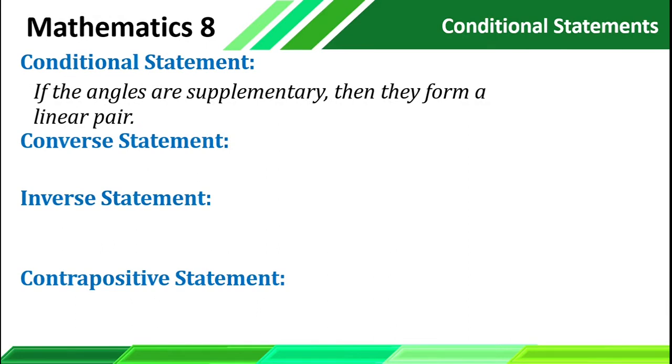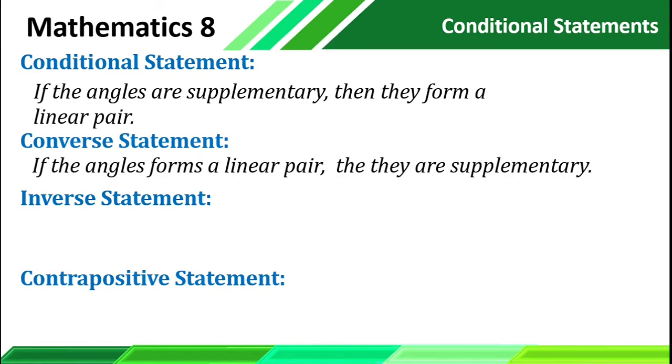Let's have our next example. Conditional statement: If the angles are supplementary, then they form a linear pair. For our converse statement, we will just be switching the hypothesis and the conclusion. So it will become, if the angles form a linear pair, then they are supplementary.